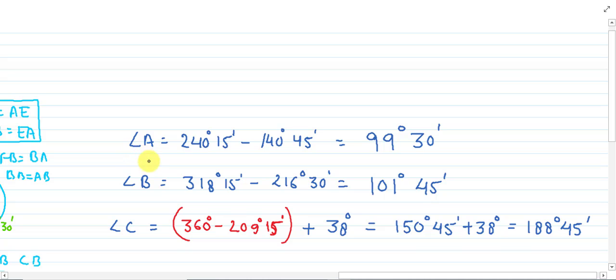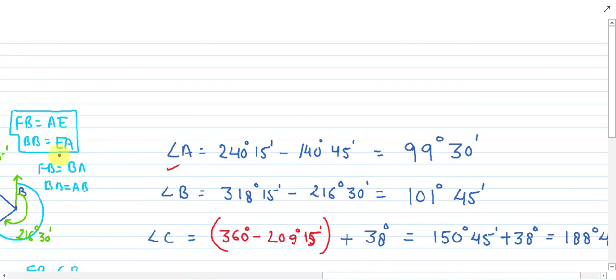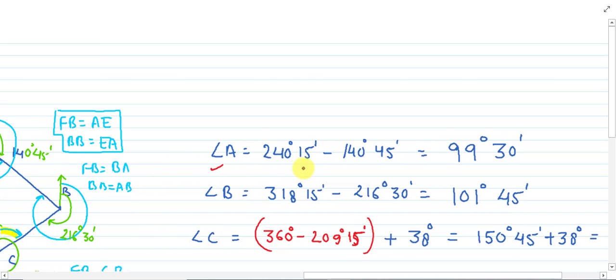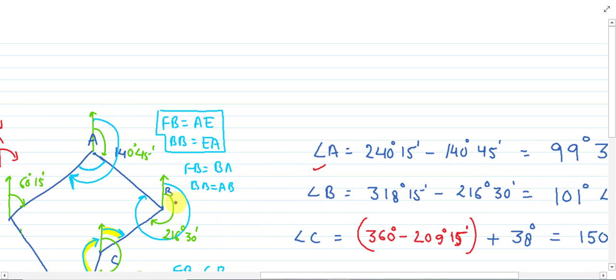So here is the calculation for internal angle A. We already said that it will be equal to the back bearing of EA line minus the forebearing of AB line, which is 140 degree 45 minutes. On solving this we get this value. Similarly, for internal angle B, we already discussed how we calculate this internal angle.